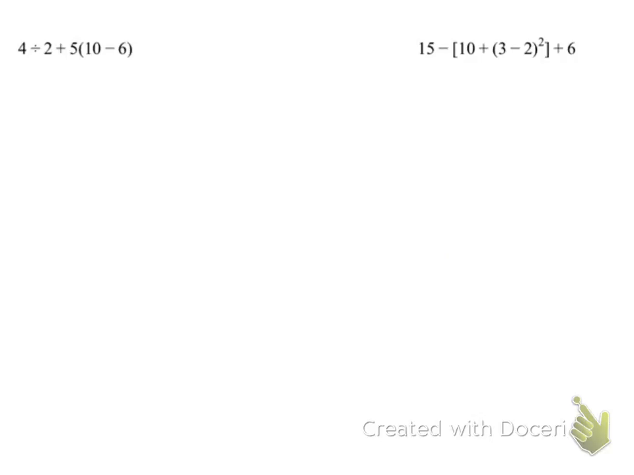I want you guys to go ahead and do these. These have parentheses now. These have grouping symbols. So please, attempt these. Okay. So, first move, guys. First move is what? The parentheses, which means 10 minus 6. 4. That's right.